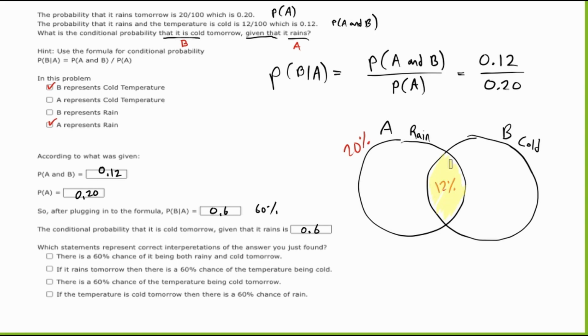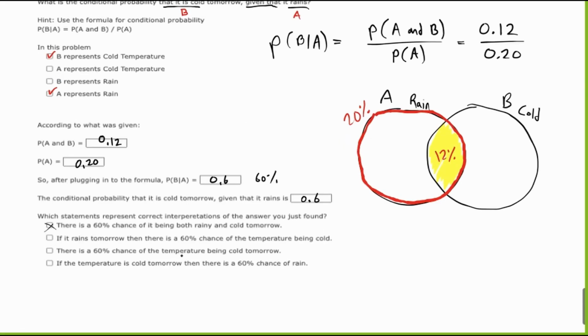And according to the formula, we just want to divide the yellow by the total A bubble and see what proportion that 12 takes up. Apparently it's 60%. So this one's not right. You know, this is actually 12% would be the chance of it being both rainy and cold. If it rains tomorrow, then there is a 60% chance of the temperature being cold.